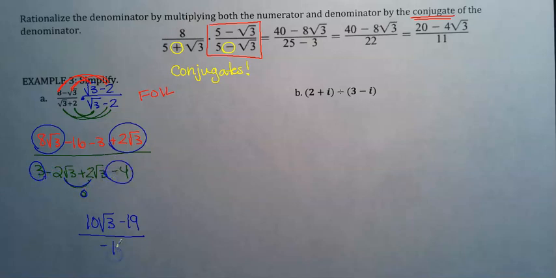So that's negative 1. All right, we don't want to leave that negative 1 in our denominator, so we would apply it, right? 10 times the square root of 3 divided by negative 1 is negative 10 times the square root of 3. Negative 19 divided by negative 1 is positive 19.